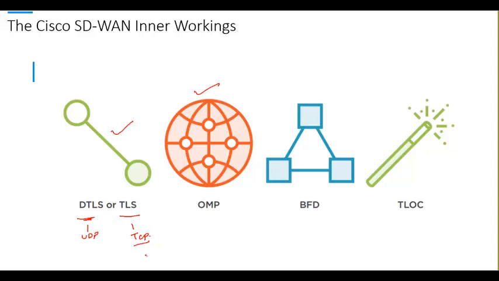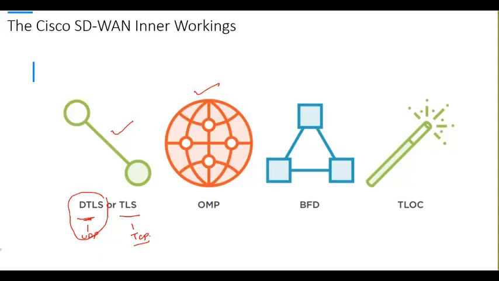Edge to vBond is UDP. Initially, once they discover the neighbor, after discovery, it is going to be TCP. Oh, UDP, okay. The UDP-based DTLS tunnel is broken down after establishing the adjacency.